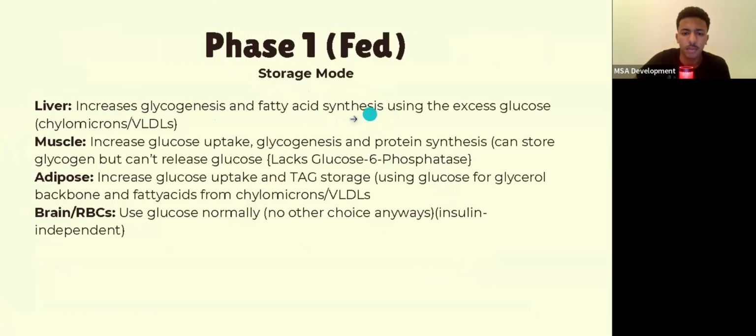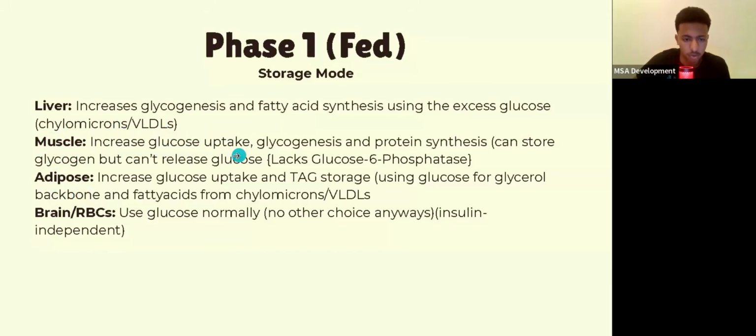And it increases, and wait, we said fatty acid synthesis using the excess glucose, and then it releases those fatty acids into the blood through the chylomicrons and VLDLs for the adipose tissue to do their thing, okay? And then let's talk about the muscle.